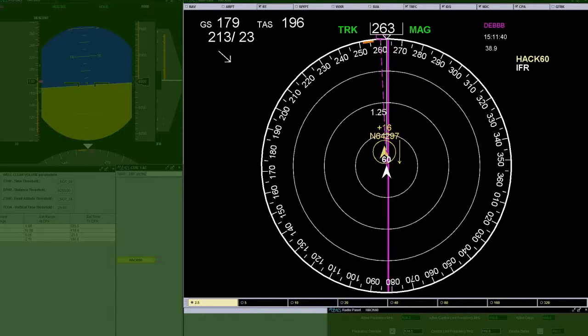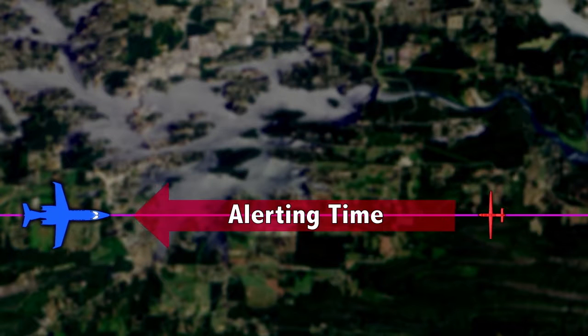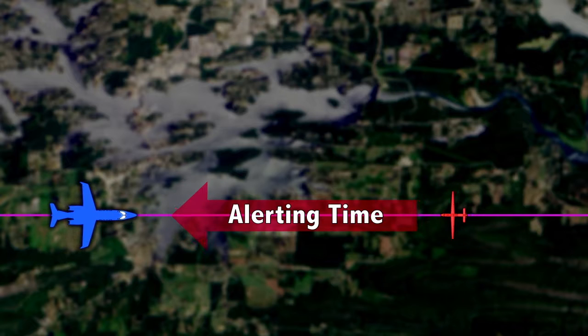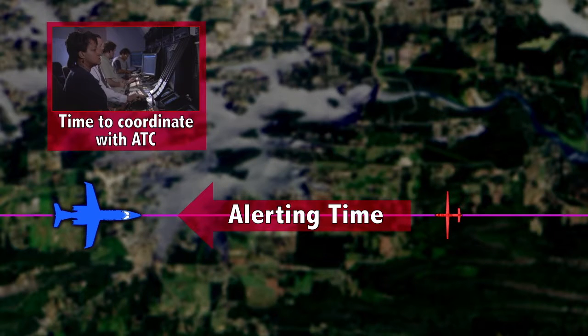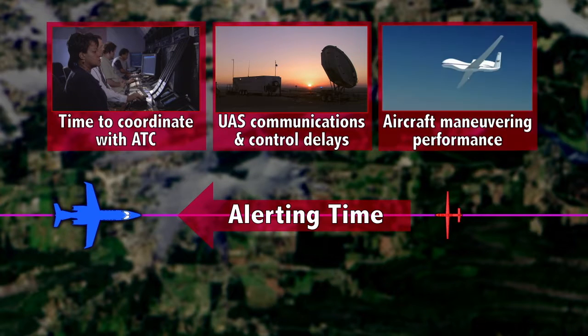Another priority is to investigate parameters known as alerting times. The appropriate time to alert a UAS pilot of a potential loss of well clear depends on factors such as the time to coordinate with air traffic control, UAS communications and control delays, and aircraft maneuvering performance.